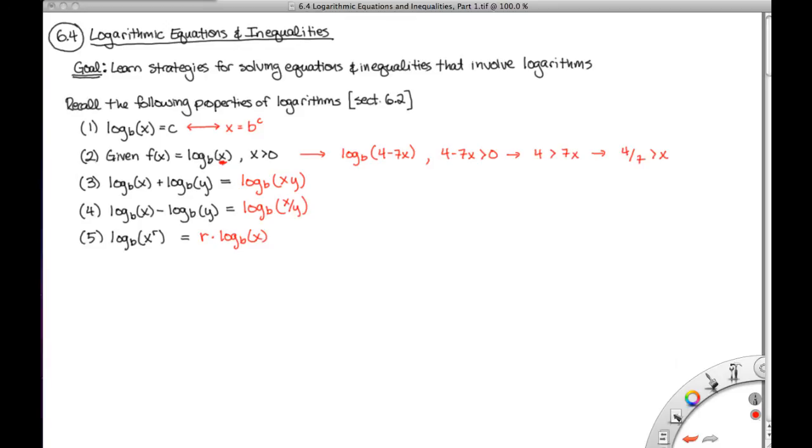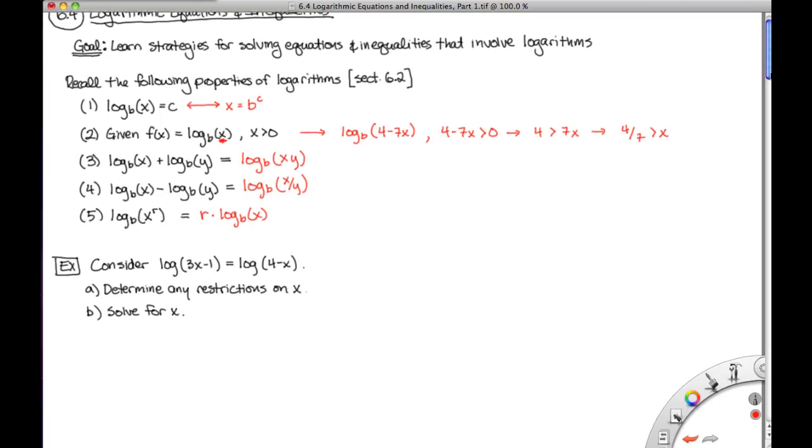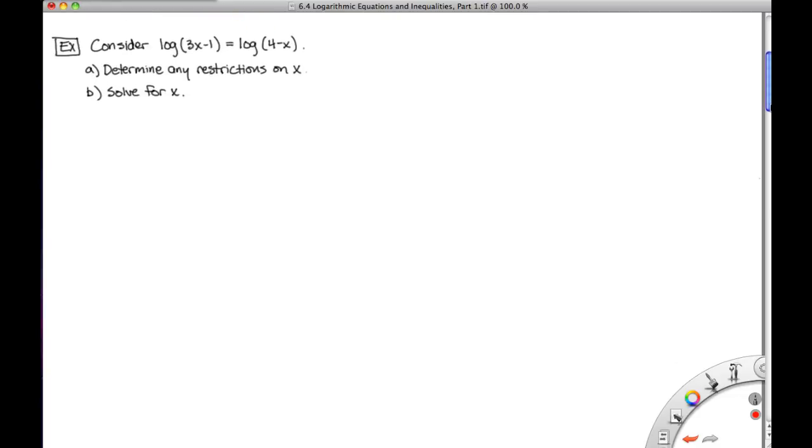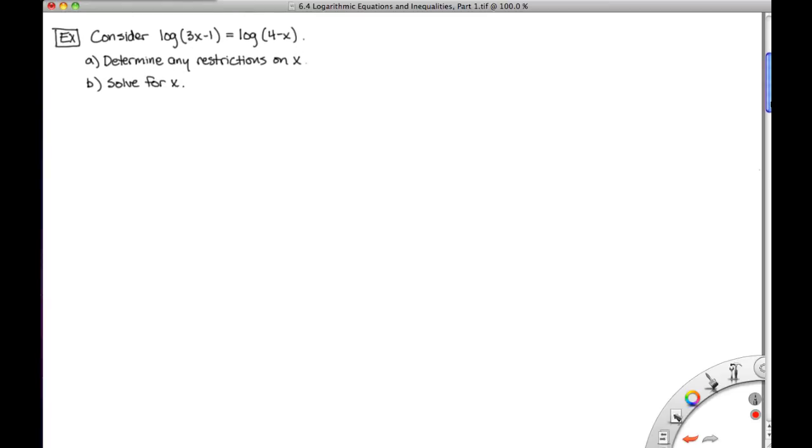Okay, so let's take a look at an example of how we can start to use these. So let's consider the logarithmic equation log of 3x minus 1 is equal to the log of 4 minus x. And what we're going to do here is we're first going to determine the restrictions that exist on x in this particular equation, and then we're going to go ahead and try and solve for x. Okay, so let's deal with part A first.